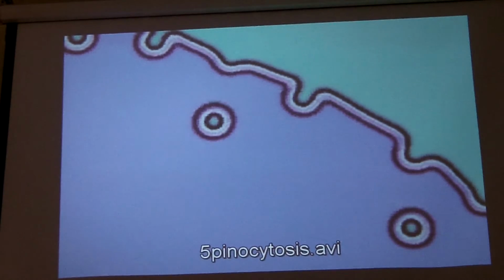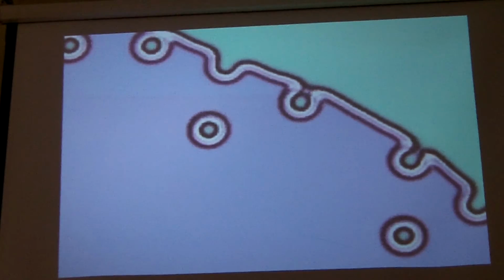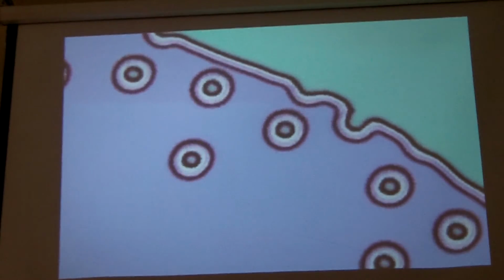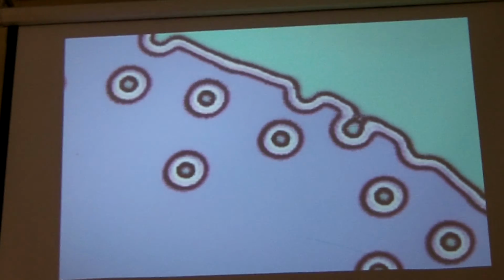Pinocytosis, which means cell drinking, is a form of endocytosis. A cell brings in droplets of the environment by pinching them off with the plasma membrane. The pinocytic vesicles break away from the membrane and move to the cell's interior.